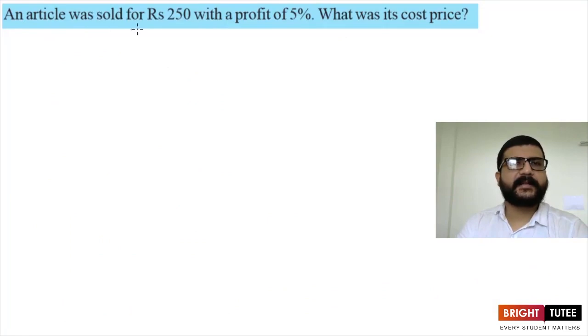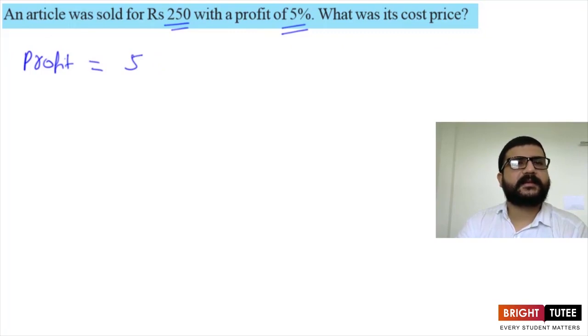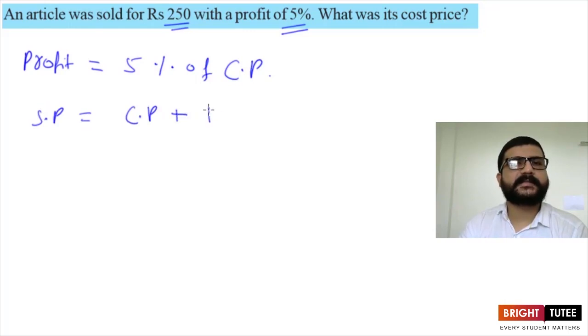Now this question is, an article was sold for rupees 250 with a profit of 5%. What is the cost price? So we have to find cost price here. Let it be CP. So if CP is the cost price, then what will be the profit? Profit is 5% of CP. Profit is equal to 5% of CP. Now we know SP is equal to CP plus profit.